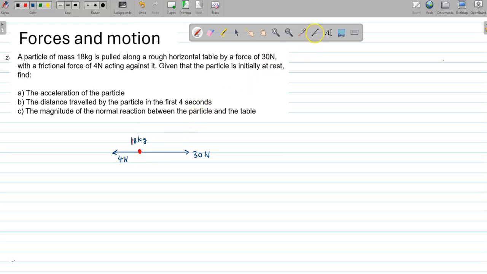What are the other forces acting on the particle? Well, we have the weight, which is a force, and weight is mass times gravity. So the mass here is 18 kilograms times gravity, which is G, and that's in newtons. And the other force would be the normal reaction, pushing the particle upwards. So these are all the forces acting on the particle at the moment. So we are required to calculate the acceleration.